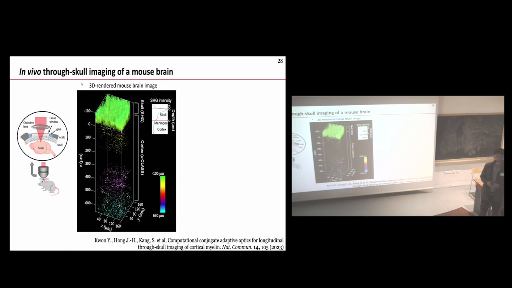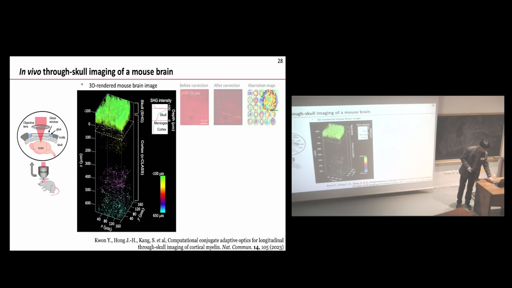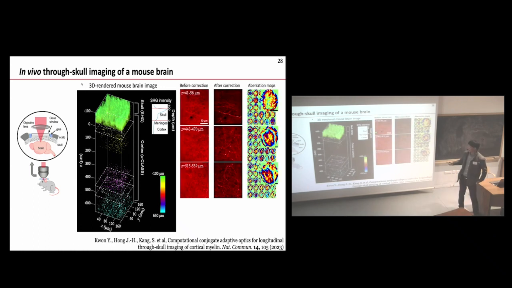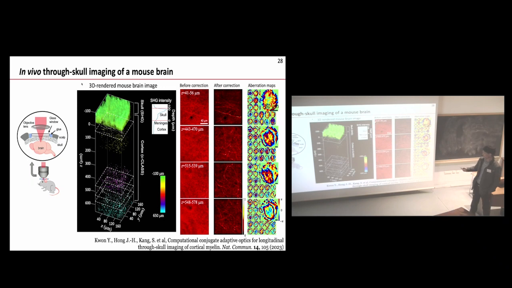For this purpose, we chose 1.3 micron as an excitation source. So this is a volumetric image. Here is the skull, which is measured by second harmonic generation. And we could go as deep as 650 micrometers from the bottom surface of the skull. Okay, so these are the sectioned images. This is an OCM image, and this is our image. You can see the myelinated axons pretty clearly.